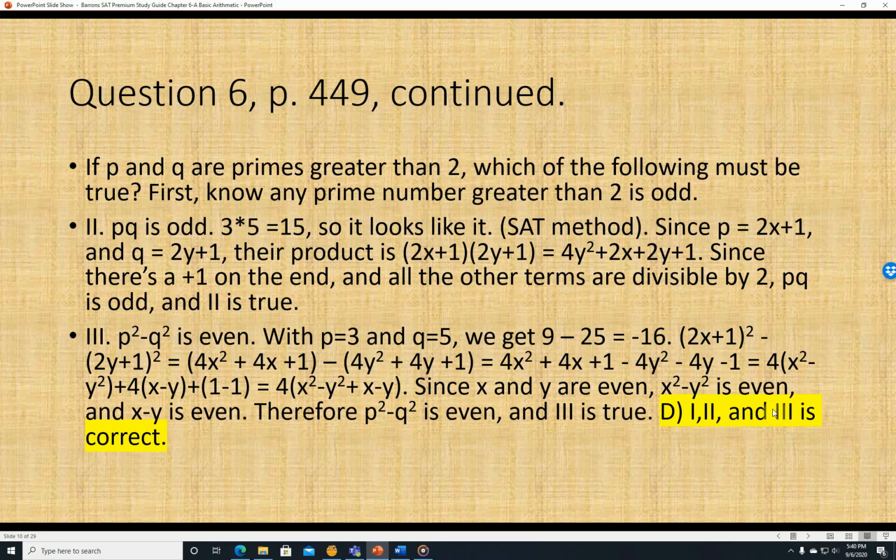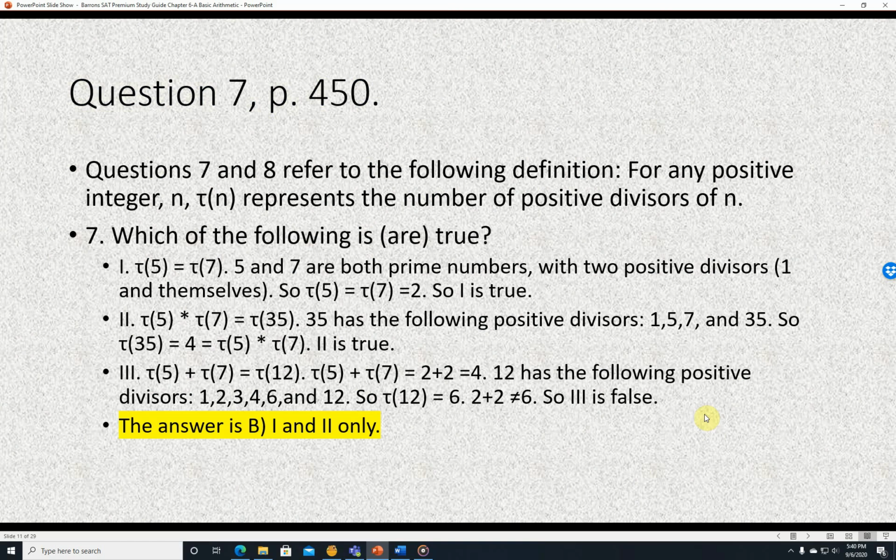I put is correct. Oops. Little grammatical error there. Question 7, page 450. Questions 7 and 8 refer to the following definition. For any positive integer n, tau, that's the Greek letter tau there, of n represents the number of positive divisors of n. So positive divisors are just positive integers that go into n as factors.